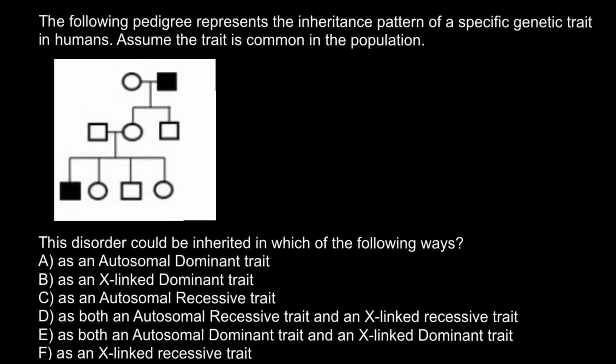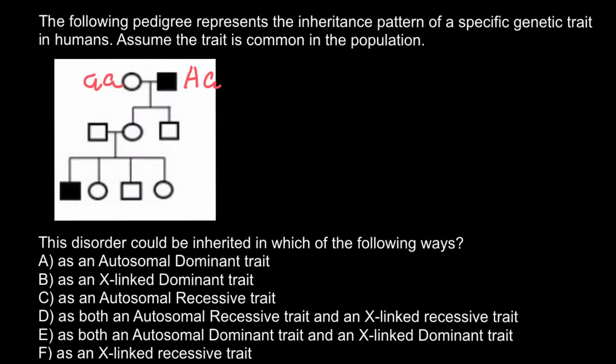The first mode of inheritance that is proposed is that this is an autosomal dominant trait. So let's think, is it possible or not? For example, the genotype of this affected person would have to be, say, capital A and small a. If it is a dominant trait, this dominant allele would cause this genetic disorder, and the recessive allele would be the normal allele. So the genotype of this person would be small a, small a.